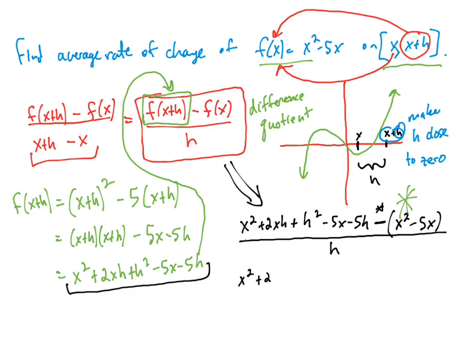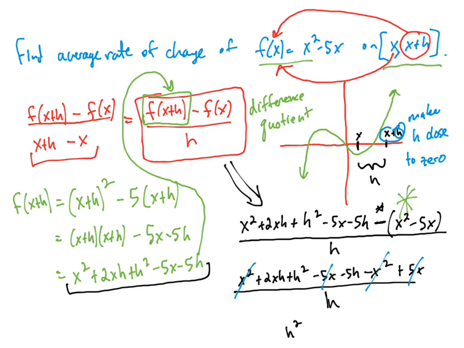So I'm just going to rewrite everything. Minus x squared plus 5x, divided by h. And so what will happen at this stage is we'll always have two sets of things that are going to cancel. So the x squareds are going to cancel, and negative 5x and 5x. So what we're left with is h squared plus 2xh minus 5h, all divided by h.